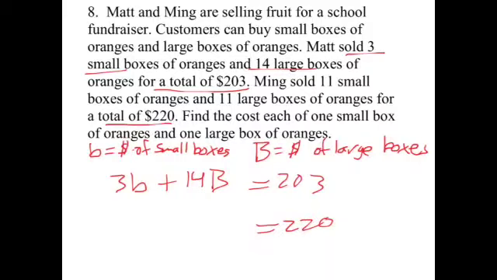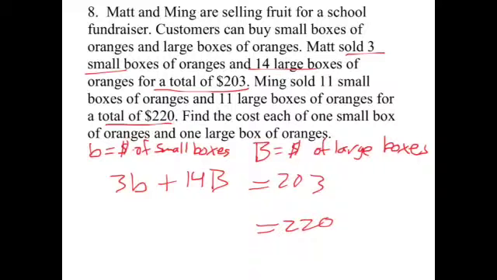Looking at that, I had to make a quick change to what my small b and large b represent. The small b would be the cost of the small boxes, and the large b would be the cost of the large ones. And if you do 3 times the cost of the small, that gives you the cost of 3 boxes. So that gives my first equation.